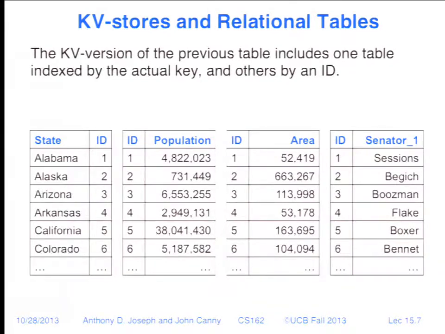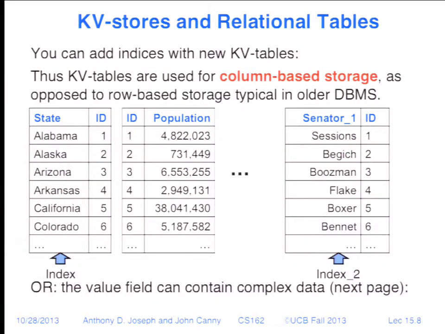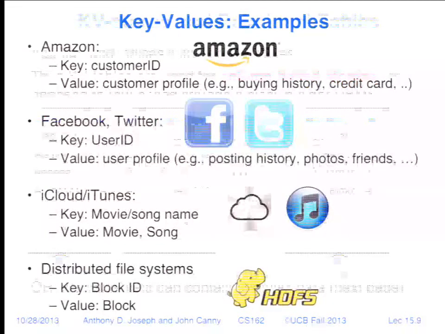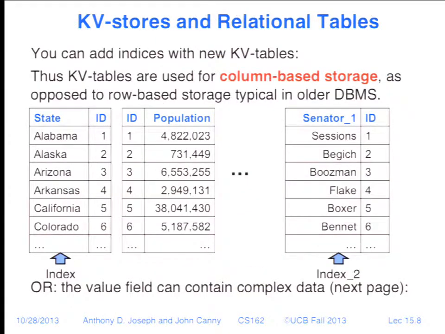And we've done two things here. We've broken this original table into simpler tables, and we've also made access to the data easier if we only want certain fields. And in addition, if we want to have other indices, we can just add them as separate key value stores. For instance, if you want to index by senator, you can add that key value store, and you'll have basically a table with two indices now. So performance-wise, this gives you a column-based store, which contrasts with traditional databases that are normally stored row-based.